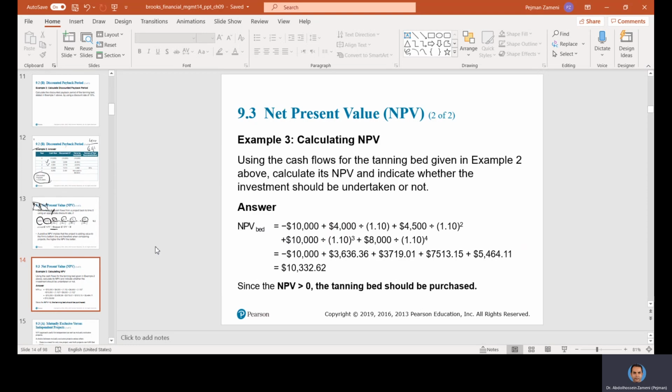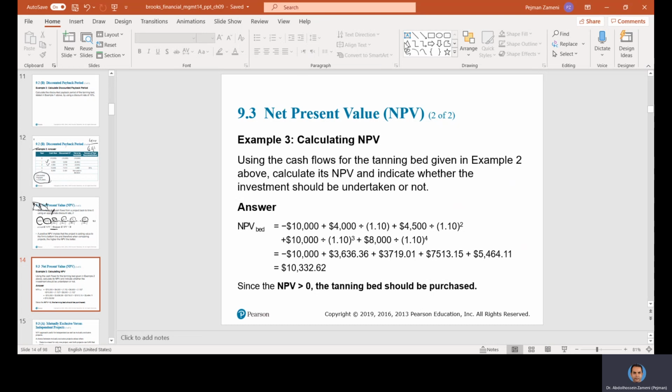Okay, let's see an example. Calculating NPV. Using the cash flows for the tanning bed given in example 2 above, calculate the NPV and indicate whether the investment should be undertaken or not.